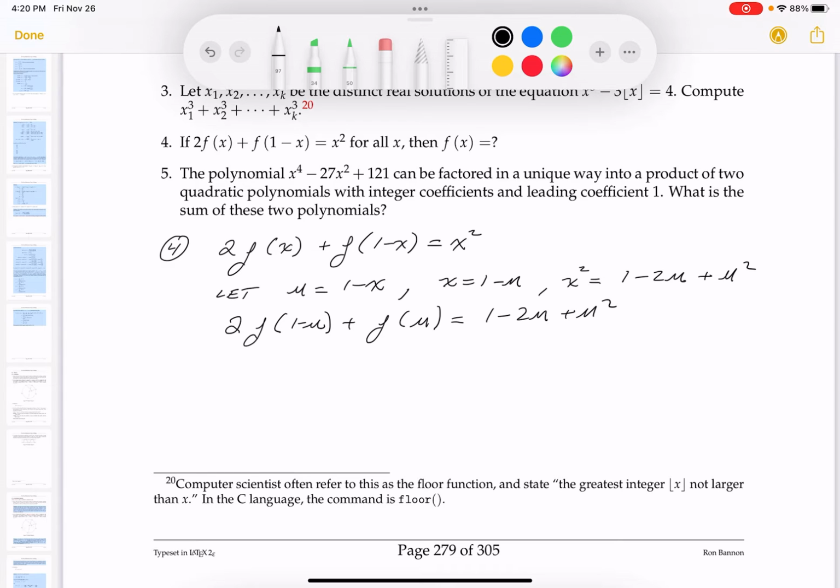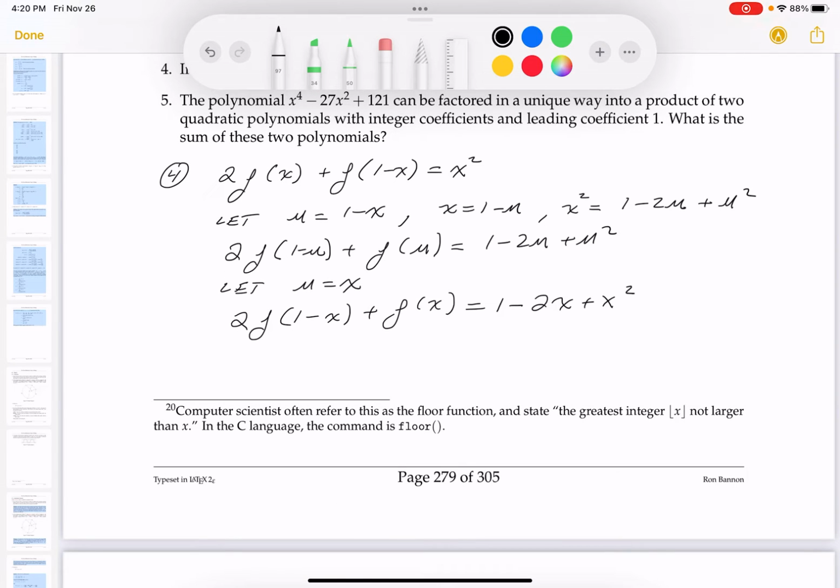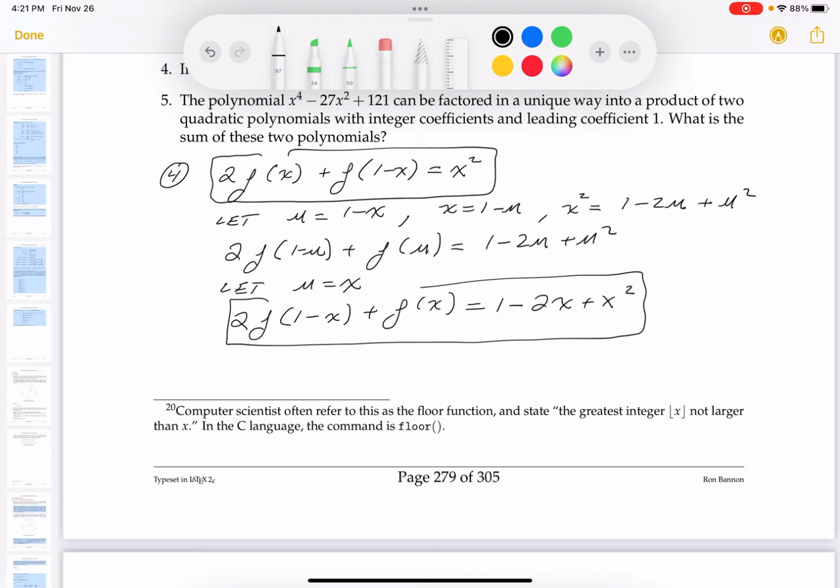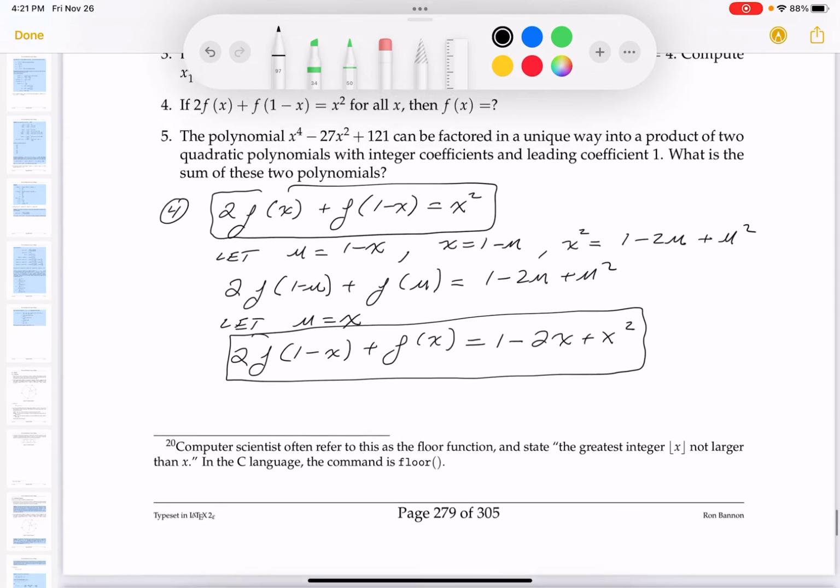Now, this might seem strange to you, but I'm going to make another substitution. Let u equal x. Well, if it did that, what would you get? You would get 2f of 1 minus x plus f of x equals 1 minus 2x plus x squared. Now, what I'm going to do is use this and this to eliminate the f of 1 minus x.